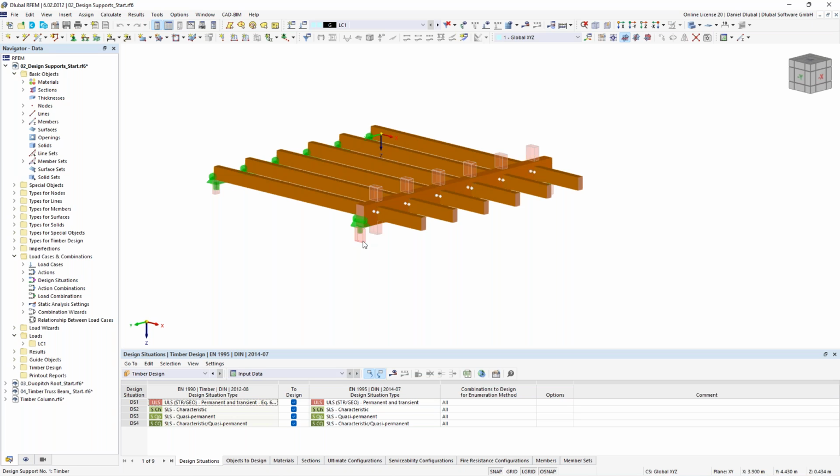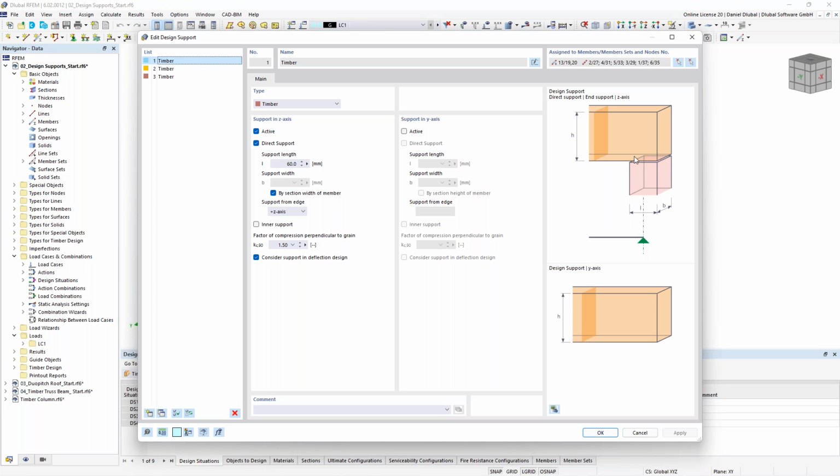So what do I mean is easy. I go here to the design support, and here you can see three already created different design supports with timber. And when I do this, then I can also consider the proof of the design compression perpendicular to grain direction. This is important for the timber design in order to see here the support compression in this bearing support. This is important in order to prove it for the timber design.